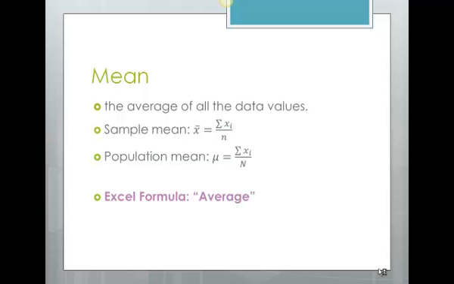Mean, the average of all data values. So for a sample value, x bar, the mean is the sum of all of the individual observations divided by the total number of observations in your sample. The same goes for the population. So the sigma in the numerator means add everything up, and then we're dividing by n, the number of observations. Excel uses the formula average.